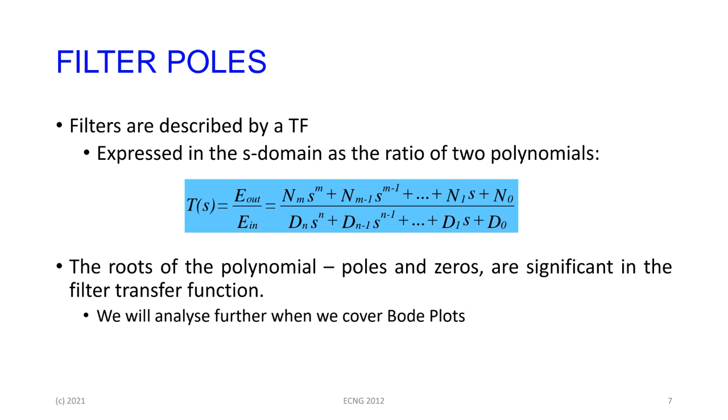And filters are defined by a transfer function. And we know this already. The transfer function is a ratio of two polynomials in the S domain. Okay, the roots of the polynomials, you know already, the poles and the zeros. If the zeros are the roots of the numerator, the poles are the roots of the denominator. Those are significant in the behavior of that transfer function. We got a hint of that already, right?